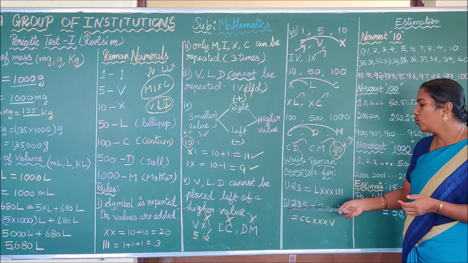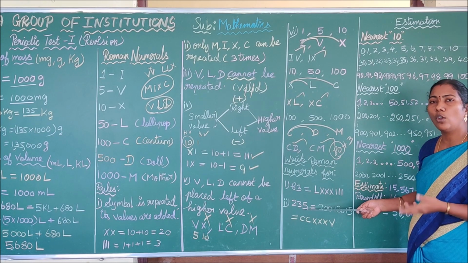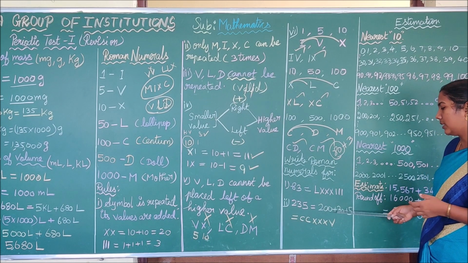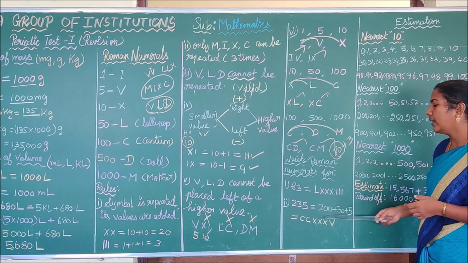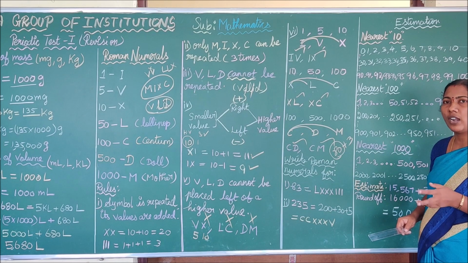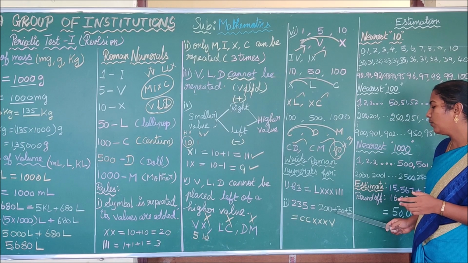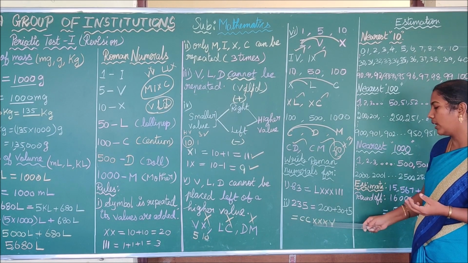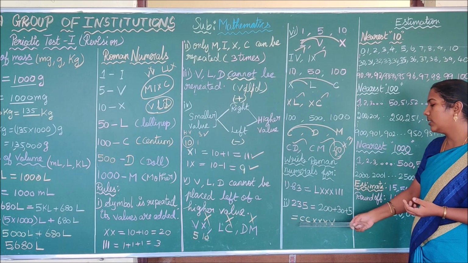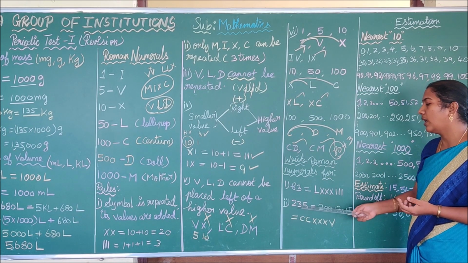Okay. See here, 235. How can you write that in Roman numerals? Again you have to write the expanded form: 200 plus 30 plus 5. How can you write the 200? By repeating the 100 value 2 times. What is the symbol for 100? C. So you have to repeat C 2 times. And what is the symbol for 30? Repeat the X 3 times. So XXX. And what is the symbol for 5? V. So your answer is CCXXXV. It represents the number 235.